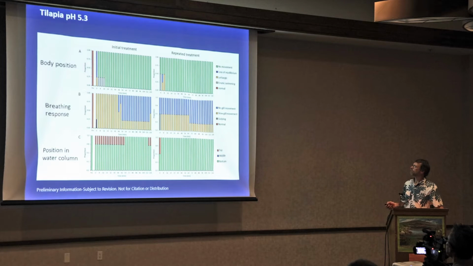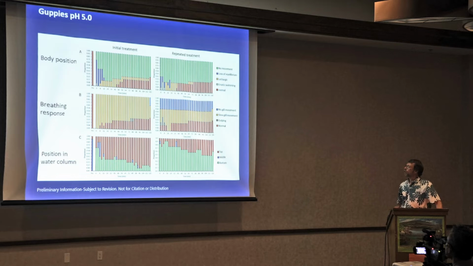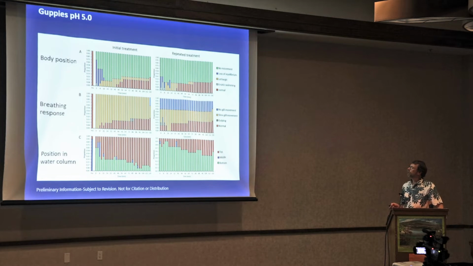I didn't point it out, but this first column is the pre-treatment behavior, and it's red, so those are normal, and at the bottom of them. And at 5.0, essentially the same results, except the breathing response was almost all no movement, so it clearly impacted them. For guppies at 5.0, it's a little bit different, but still they were impacted pretty heavily.